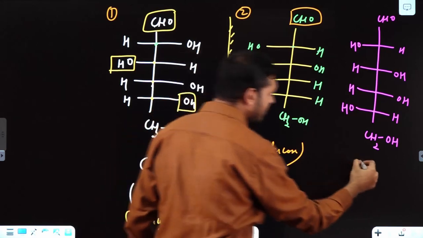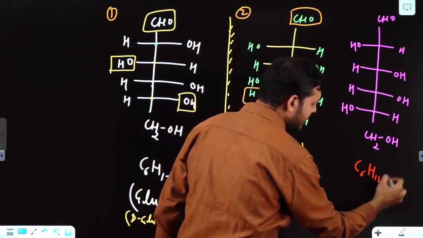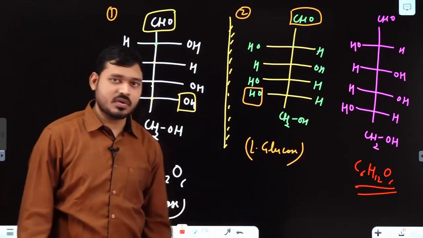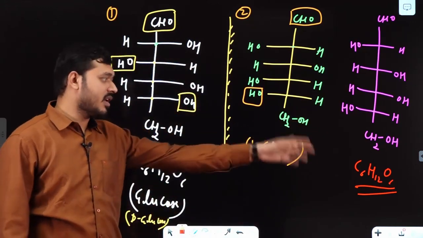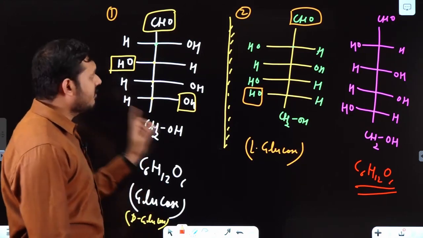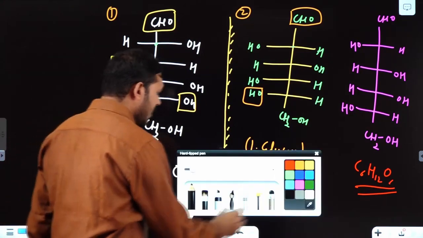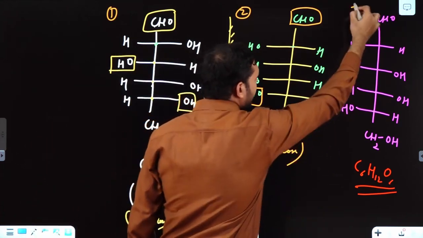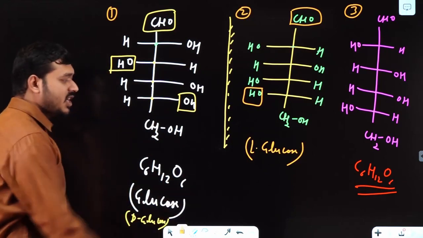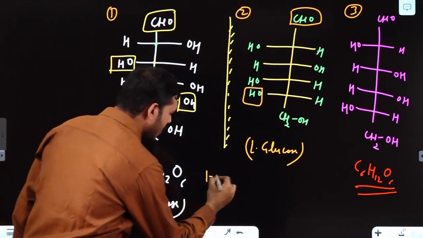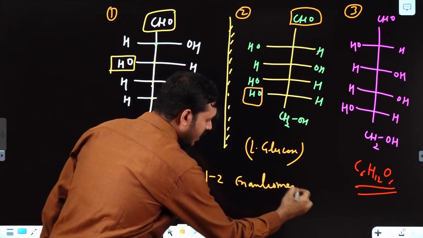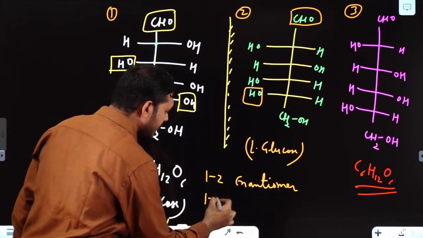This is also C6H12O6. But this is not glucose; that may be some compound having only this molecular formula. Now let's check the relation between 1, 2 and 3. I can say 1 and 2 bear a mirror image relationship, so they are enantiomers.